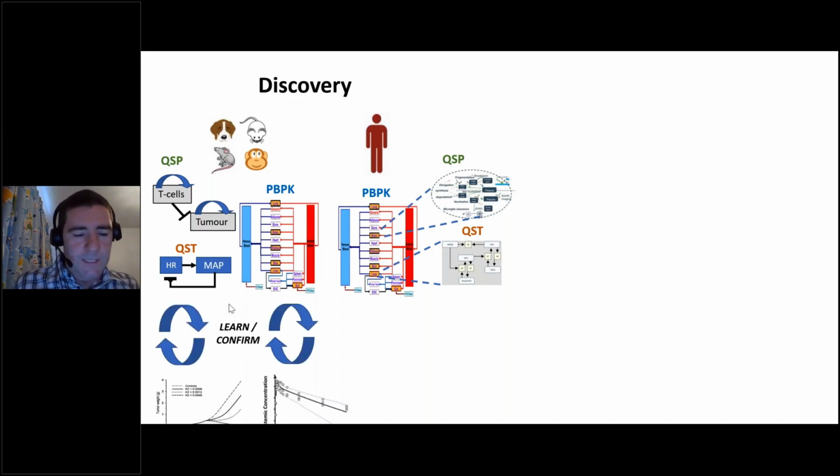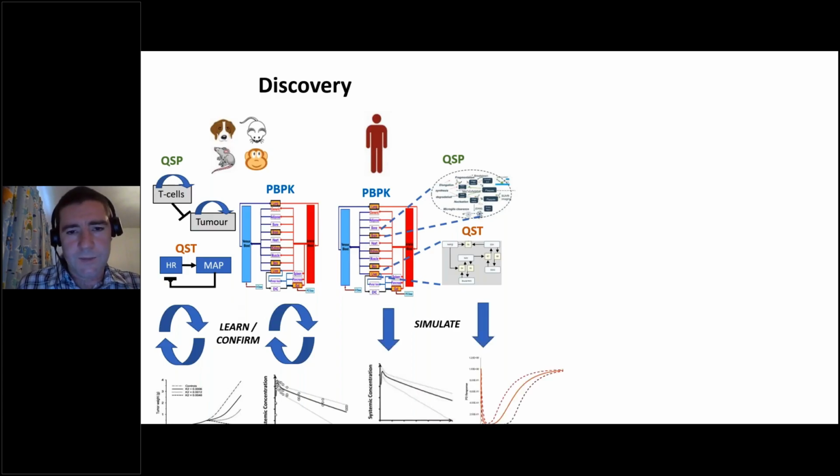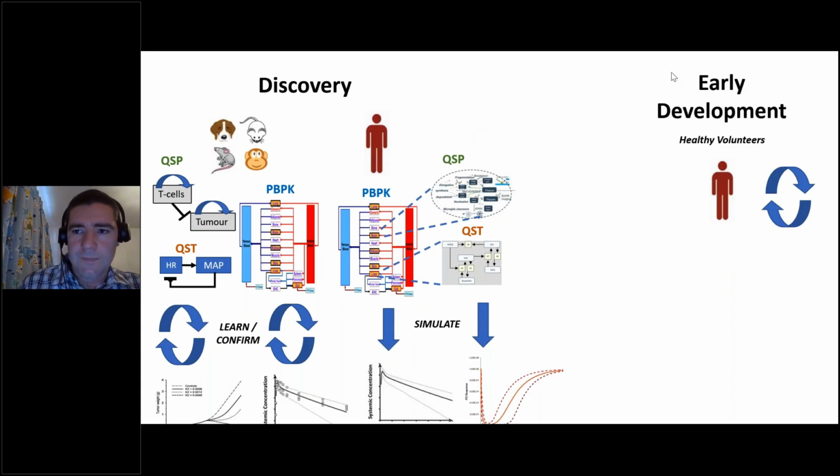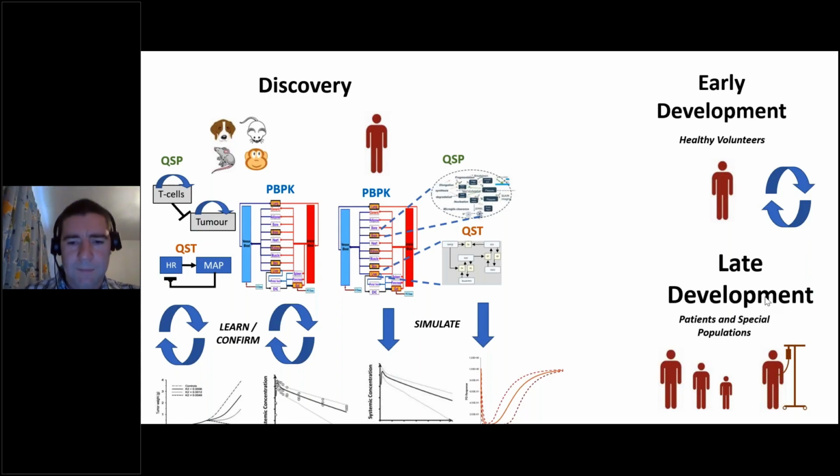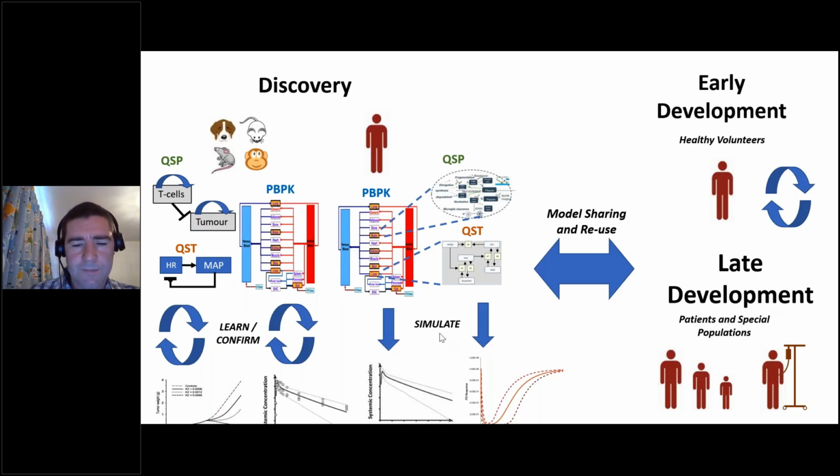And at these early stages, we'll have animal data, so we can learn and confirm from that to update the models as necessary, and make predictions for humans. Then in early clinical development, we can continue to learn and confirm to improve the models in human, as well as making predictions in special populations, which can then be verified in late development. And there's the potential to share and reuse models across these different stages.